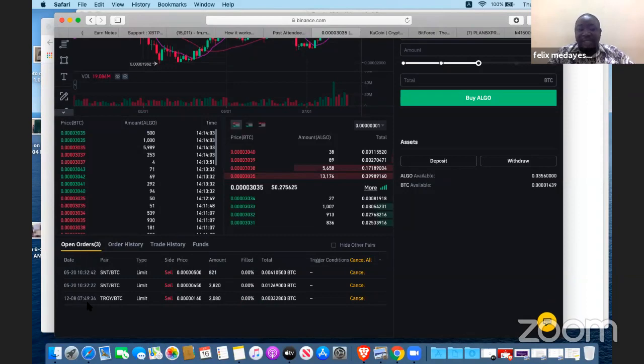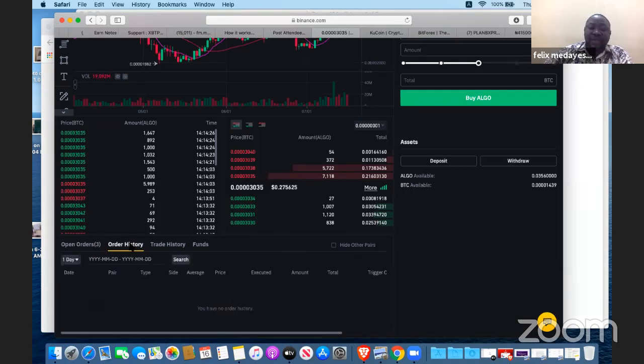Look at your open orders. If you look at my account now, it has some coins I placed for sale. How do I know? Look at open orders. The open orders have shown that I placed SNT against BTC to sell when the price gets up here. SNT, that let it sell. The one that has been sold, how will I know? I click on order history.